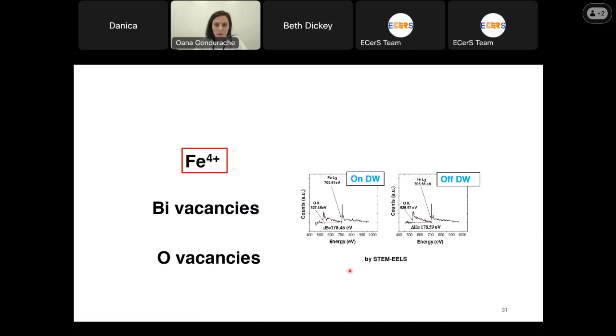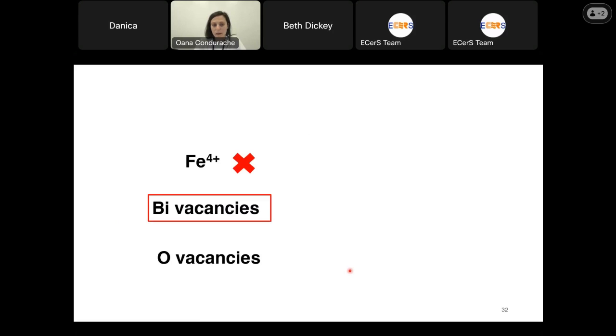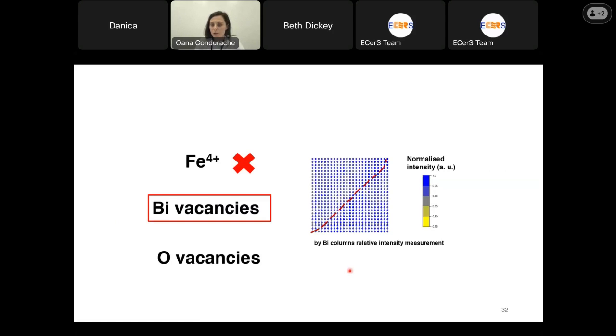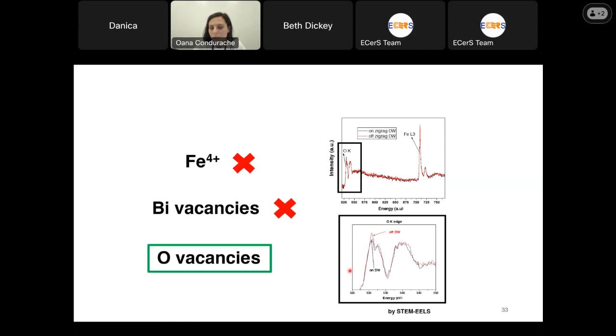And then we tried to see what kind of possible defects we have. By EELS, we rule out iron 4+, we rule out segregation of bismuth vacancies, but we did find a little bit lower intensity of the oxygen edge. So we believe that the possible hypothesis is that we have segregation of oxygen vacancies.